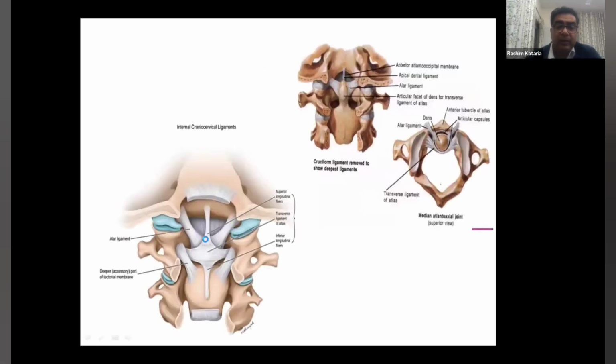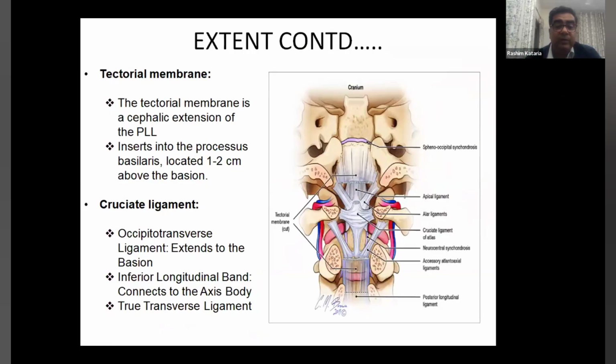If you can see my cursor, this is the cruciform ligament. The horizontal part is known as the transverse ligament. The vertical part joins the basiocciput with the C2 vertebra. The transverse ligament makes the odontoid lie in close approximation with the atlas. This is the cut end of the tectorial membrane, which is also a very rigid structure. And these are the two alar ligaments, which are very important and tough structures in maintaining the stability of the CV junction. So this we have discussed.